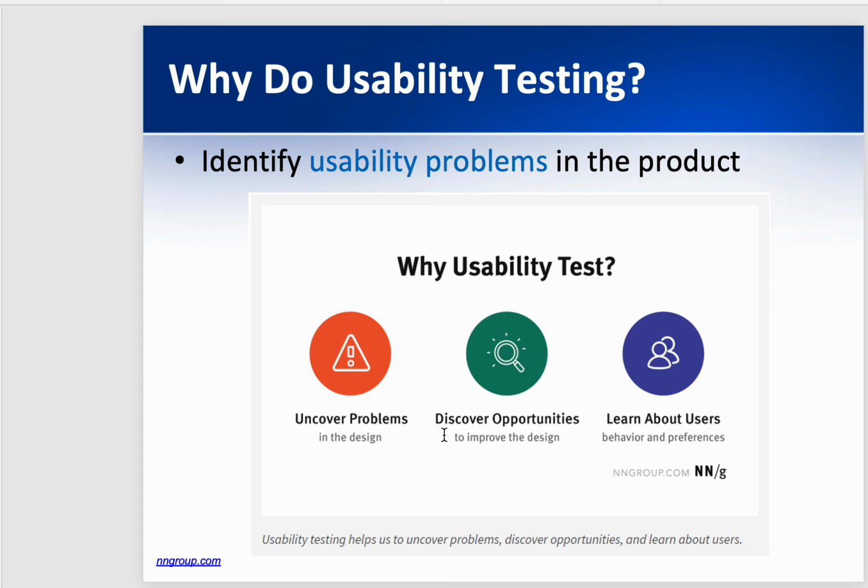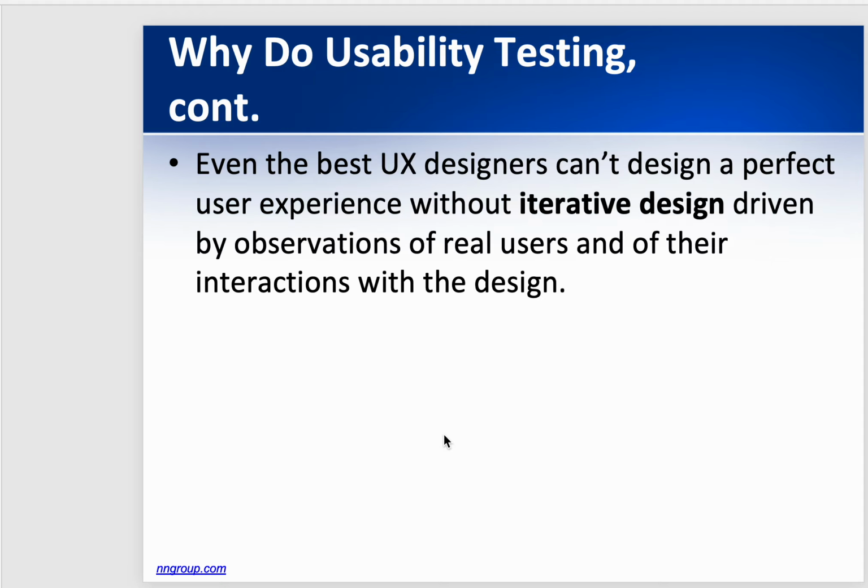There are three parts to why we do usability testing. We can uncover problems: we can discover what the problems in our design are. We can also discover opportunities. Now that we know these problems, what can we do to fix them? We could figure out how to improve our design. And we can also learn about users and their behavior and preferences. Designers aren't perfect, and without involving users in the process, it's really hard to make a really good design. But by watching users and seeing how they use the design, we can improve it and make it something that they want to use.